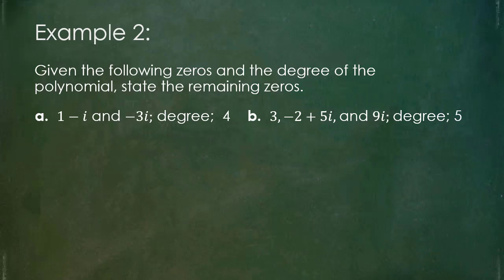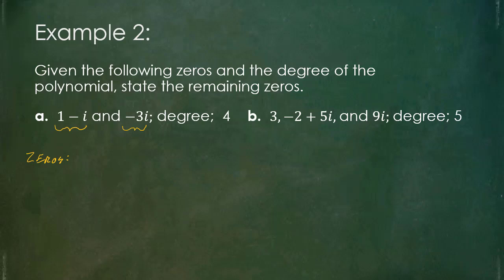With this one, it's given us 2 zeros. One of them is 1 minus i, the other one is a negative 3i. So that's 2 out of the 4. There should be 2 more. Well, that's where the remaining zeros would be, since those were both imaginary or complex non-real numbers. It's just going to be, well, the other ones are going to be the conjugate pairs of them.